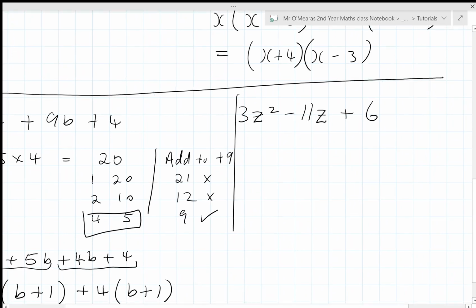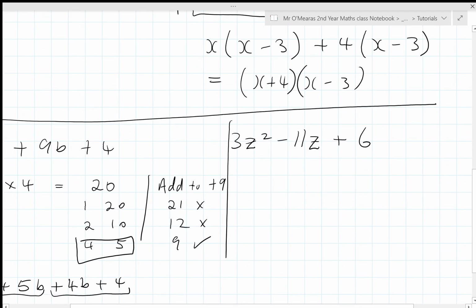Second example, 3z squared minus 11z plus 6. Again, we start off by taking the coefficient of the squared term, in this case 3. We multiply that by 6, and we get 18. The next step is we find the factor pairs of 18. Again, as we go through them, we're constantly thinking, do these two add up to minus 11? Now straight away we have a problem. We've got 18 and we have a negative number in the middle.